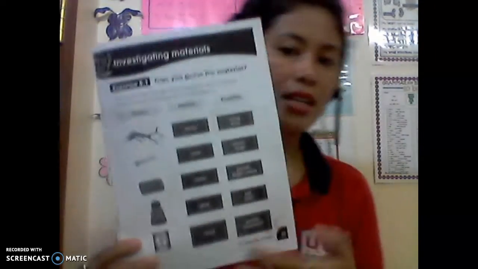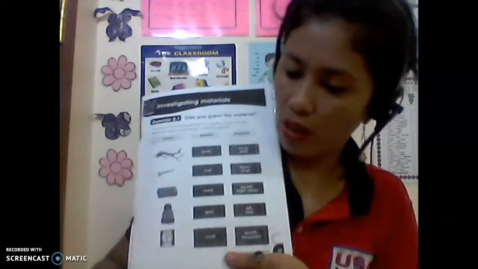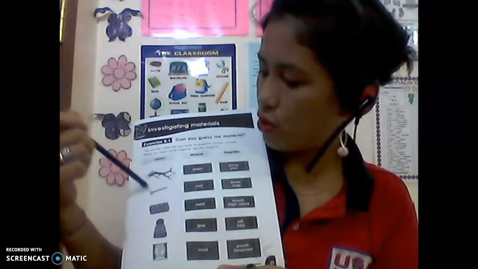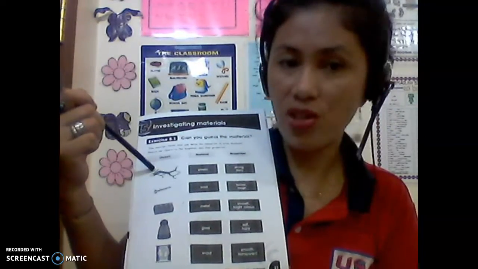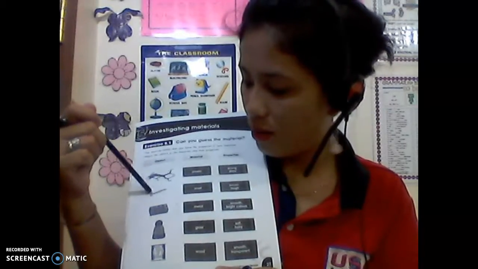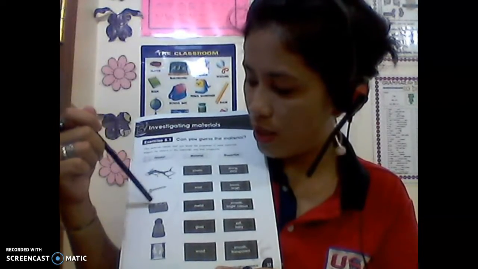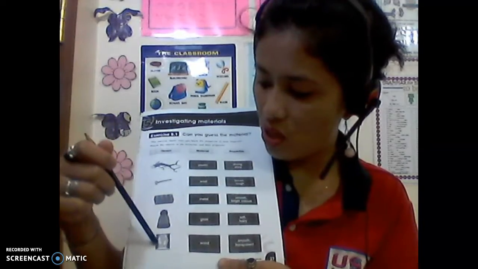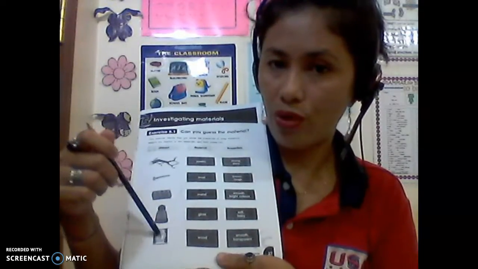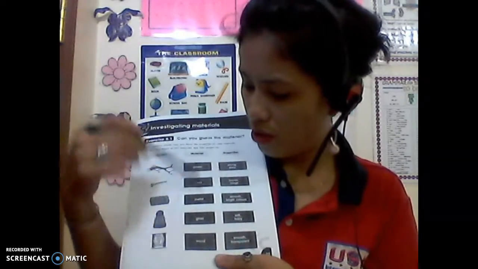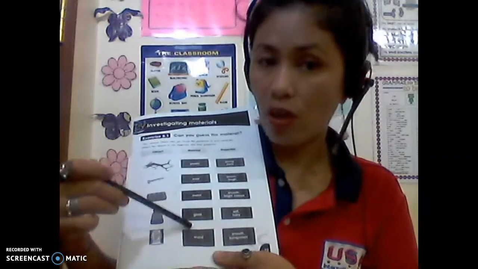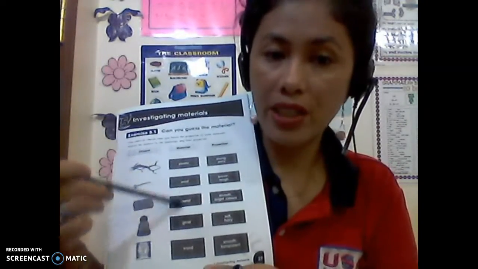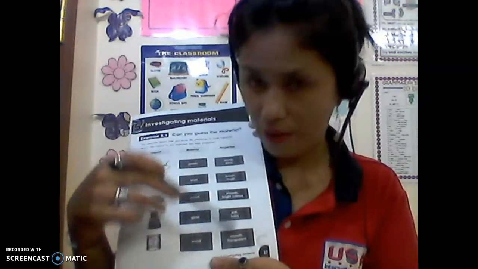So this is a picture of a branch of a tree, right? And this is a nail. This one is a brick or a block. And this is a hat, and this is a window. Okay. So here on this line, these are all materials. And this one, the properties.